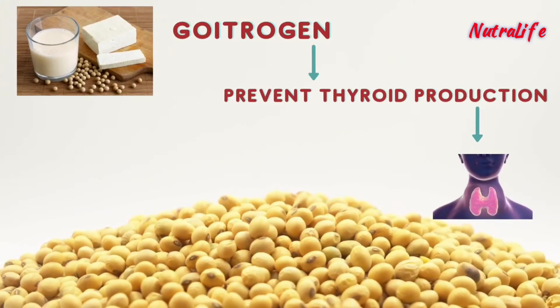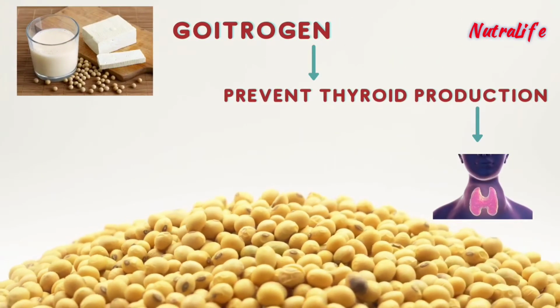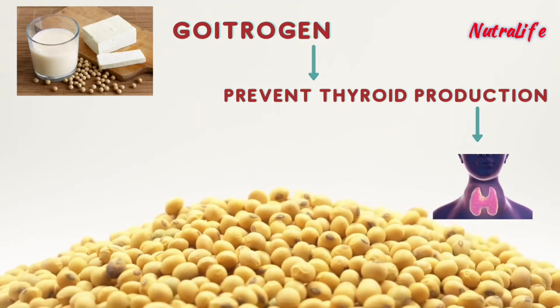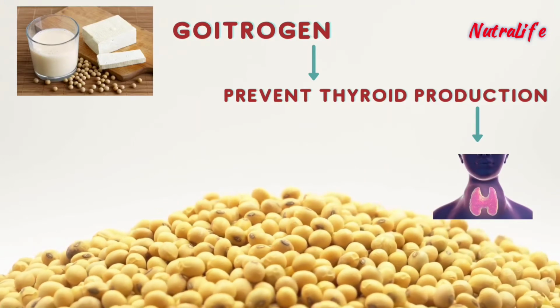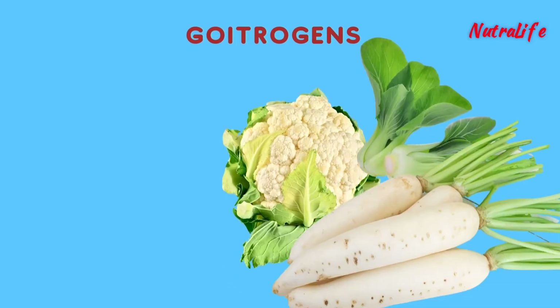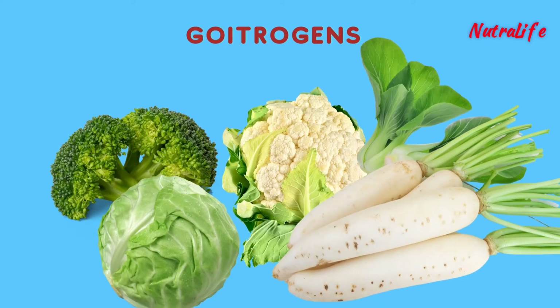Soya products should be avoided. Soya is a goitrogen food. It can prevent thyroid hormone production and cause an enlarged thyroid gland. Other goitrogens are broccoli, cauliflower, cabbage, bok choy, Brussels sprout, kale, radish, and wasabi.